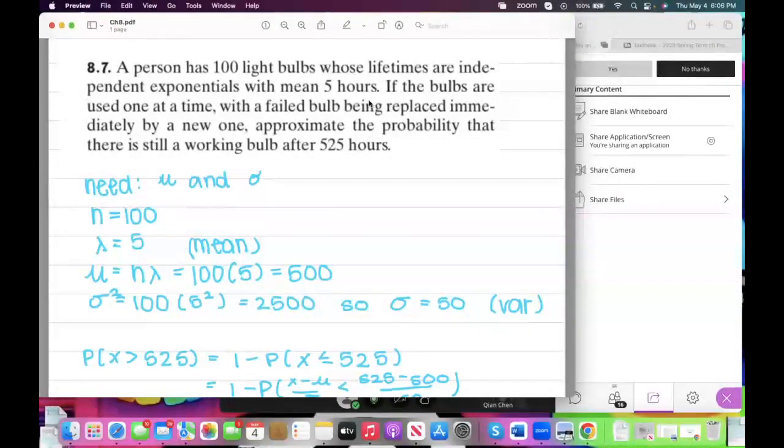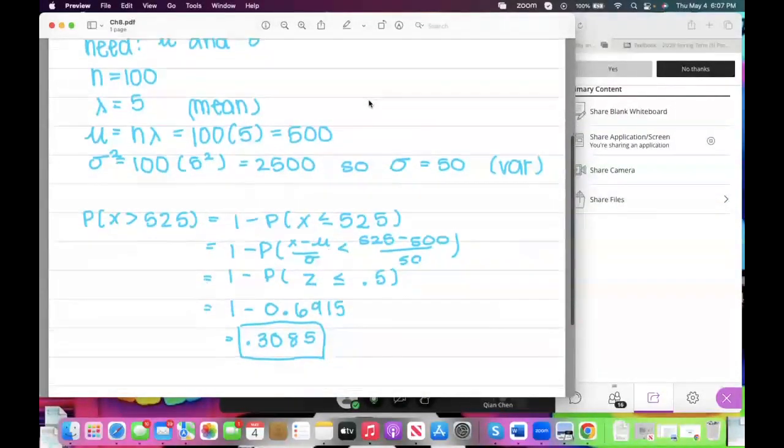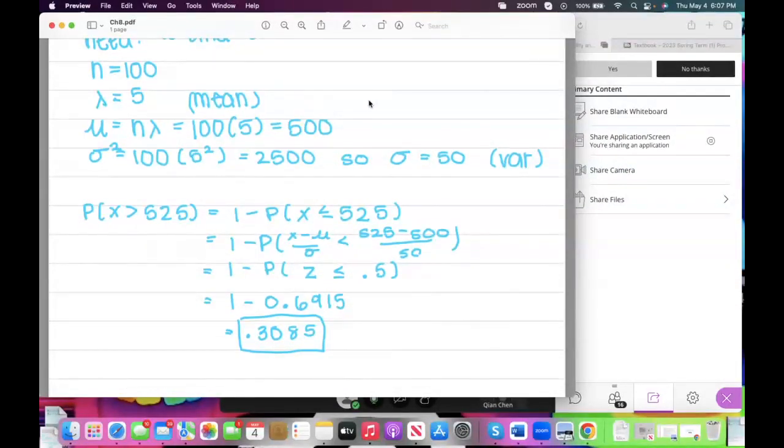And to get mu, I just switched it around so that you can make it a multiplication and not just division. So you could do the number of hours times the mean, which gets you 500. And then the variance is 100 times 25, which is 2500. But that's the variance squared, so then you have to find the single standard deviation, which means you take the square root, which is 50. And then it says after 525 hours, so not at 525 hours, but you need to do that when you're finding the probability. So 1 minus the probability of x less than or equal to 525.